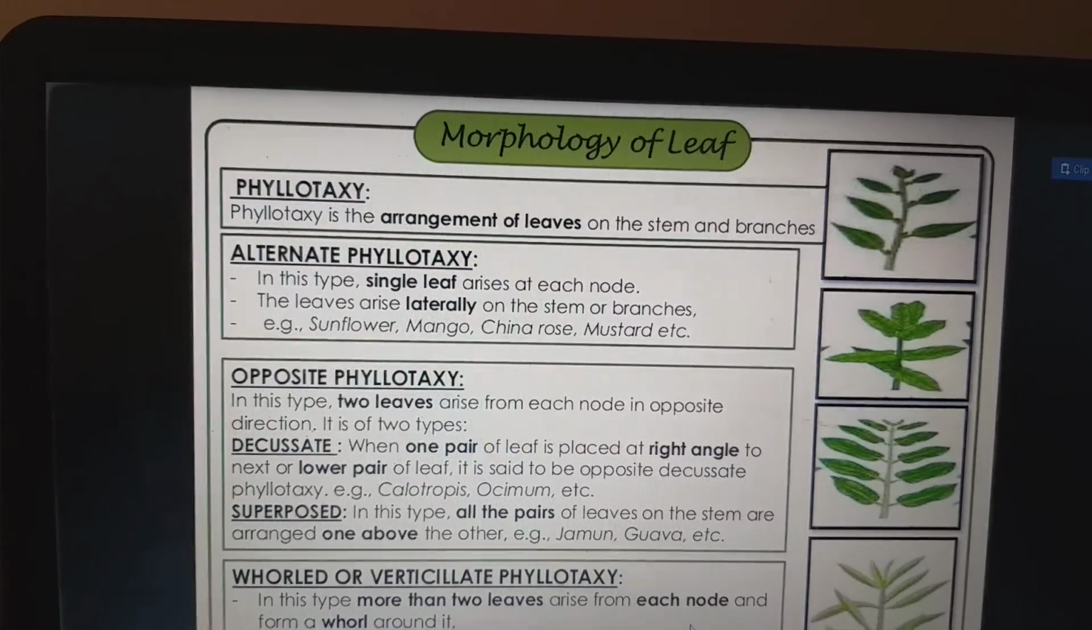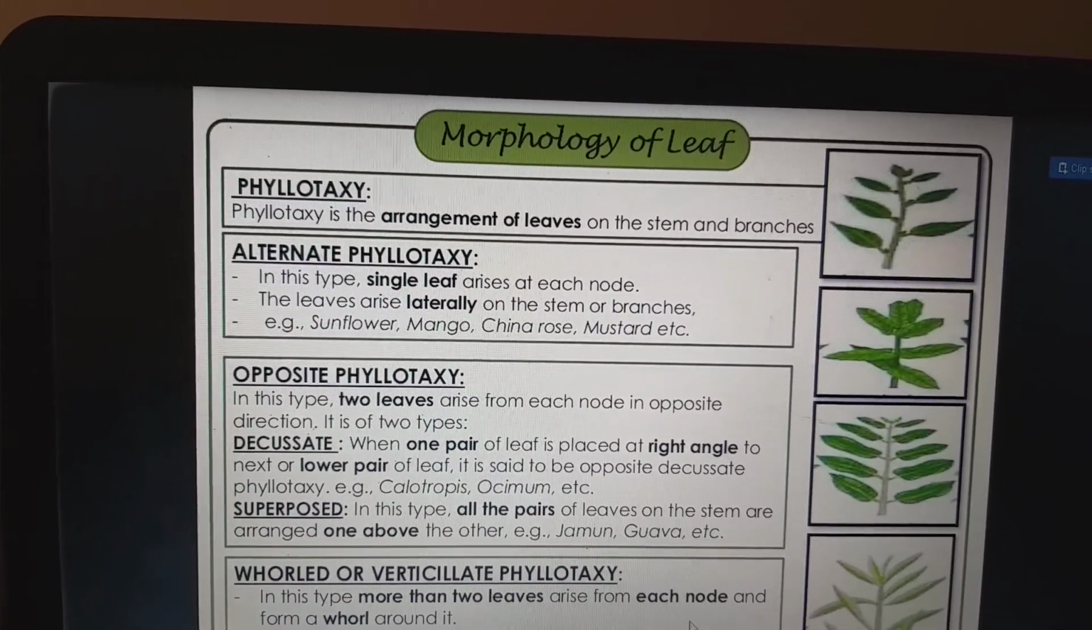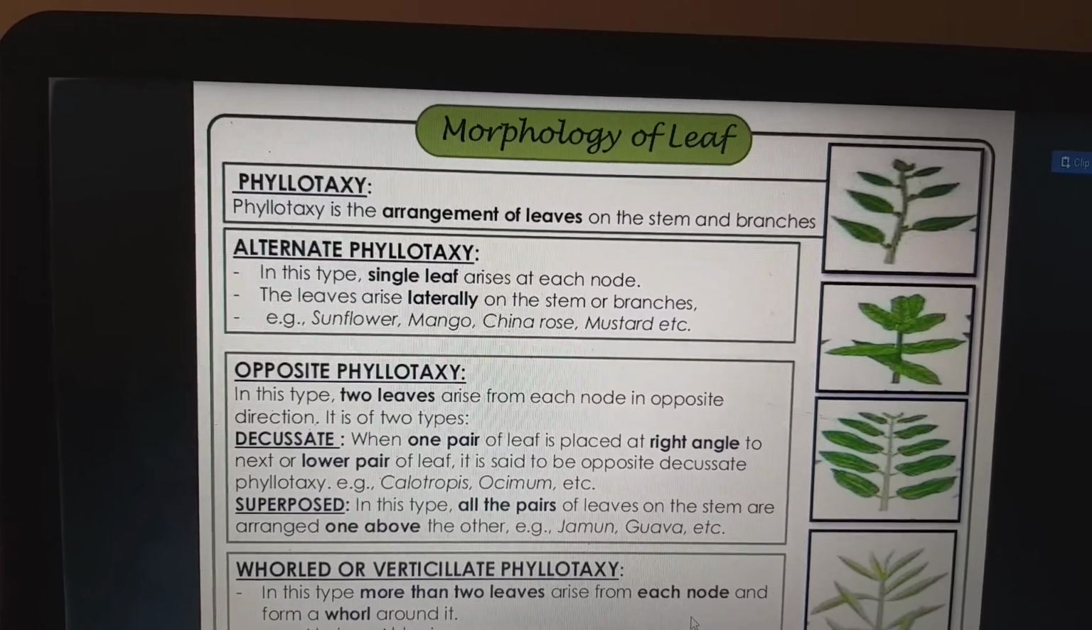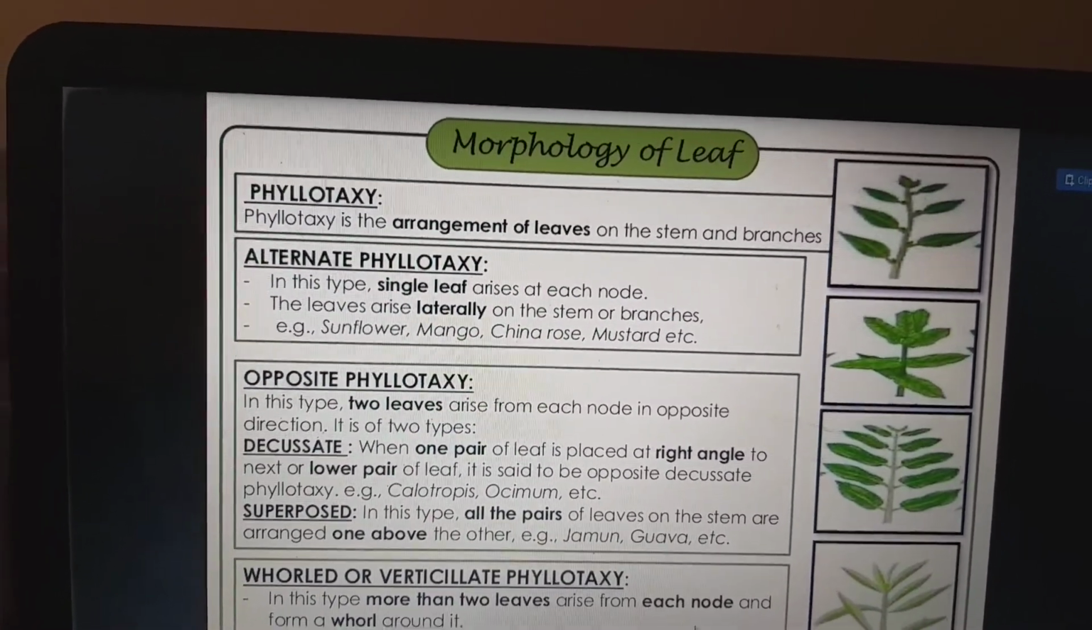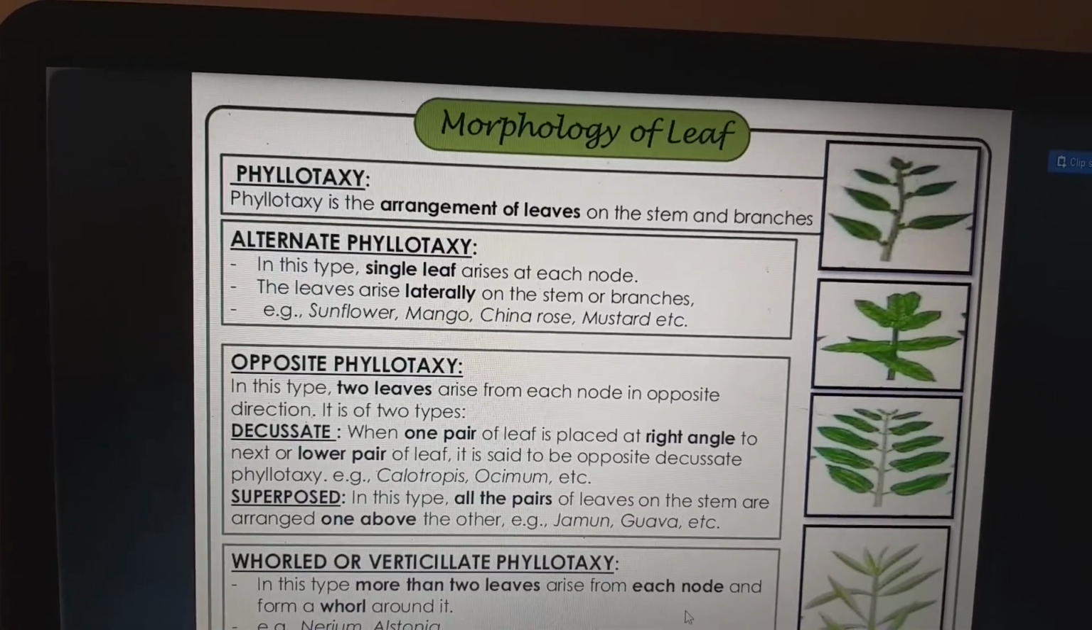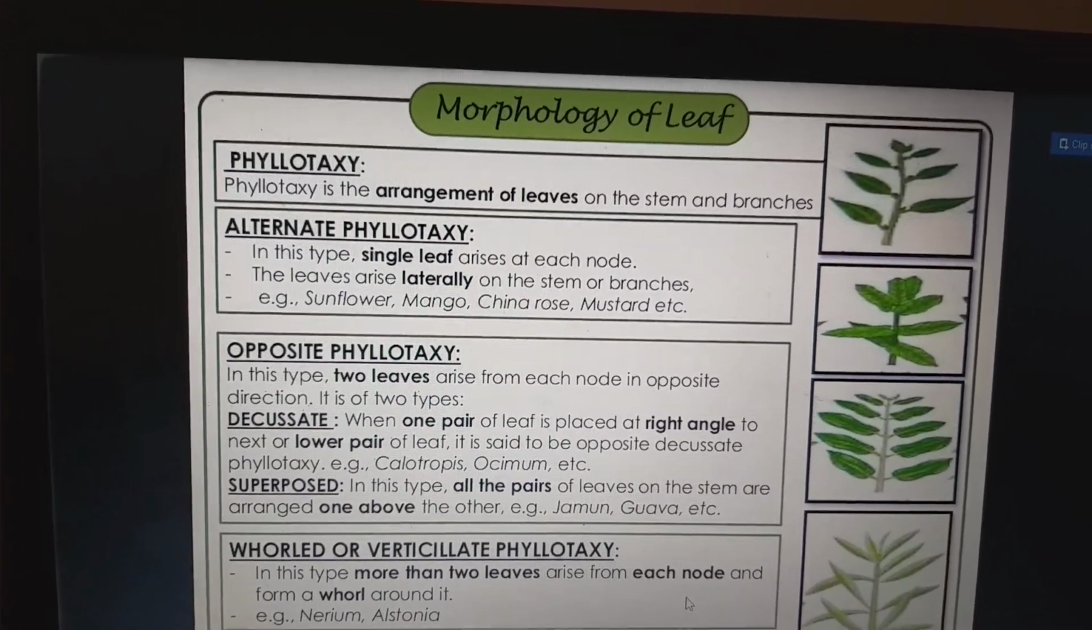Next, whorled or verticillate phyllotaxy. In this type, more than 2 leaves arise from each node and form a whorl around it, like a petals and sepals arrangement. We call it a whorled arrangement.